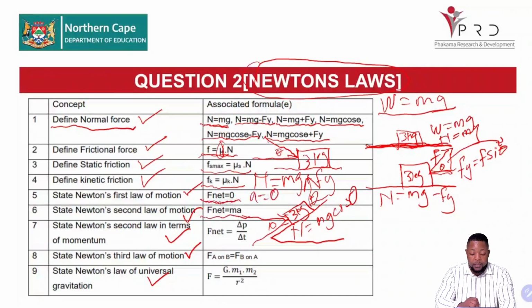For Newton's second law of motion, it is very important to know that the F net is the sum of all forces acting on that particular object. And for you to get the F net correct, you must be able to draw a correct free body diagram. Then Newton's second law in terms of momentum, you also need to know how to apply this formula. And Newton's third law of motion, and also Newton's law of universal gravitation. Know all these formulas and know all the definitions.